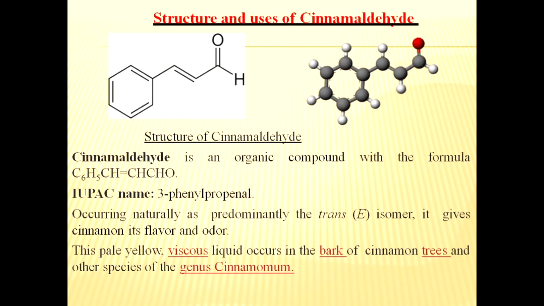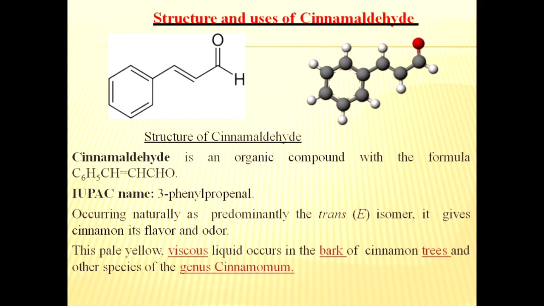Now, the second part, cinnamaldehyde. Cinnamaldehyde is also an aldehyde, an aromatic aldehyde with a side chain. It is a benzene ring with a side chain containing a double bond; it is a conjugated aldehyde. It is an organic compound with the formula C6H5CH=CHCHO. Its IUPAC name is 3-phenylpropenal. It occurs naturally predominantly in the trans E-isomer form and it gives cinnamon its flavor and odor.